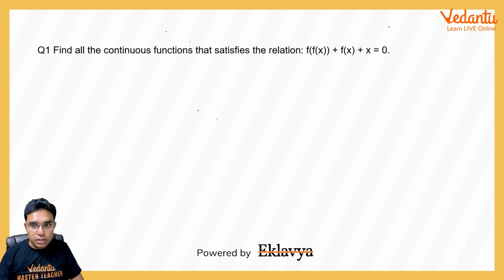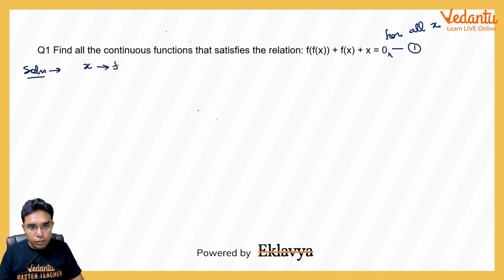Now to do such problems, in fact here it should have been given for all x. Okay, so as a very first step, we will replace x by f(x). If I do so, then my equation will become f of f of f of x, where f is taken 3 times, plus f(f(x)) plus f(x) is equal to 0.